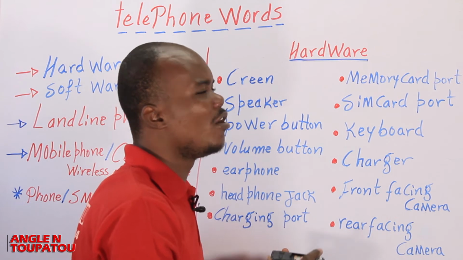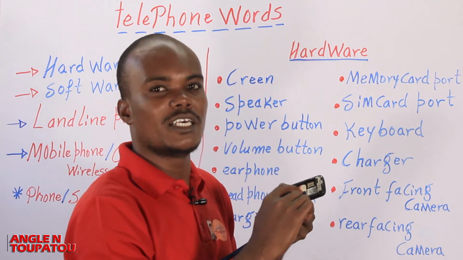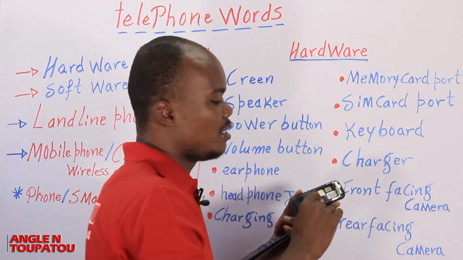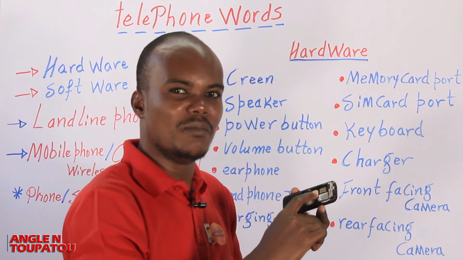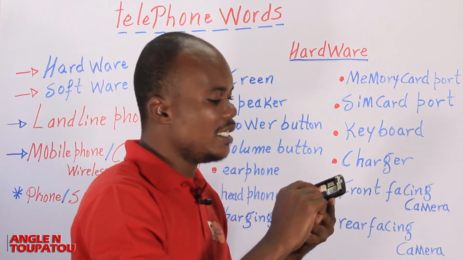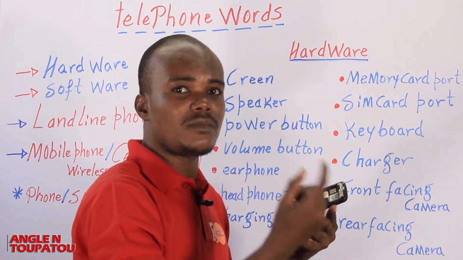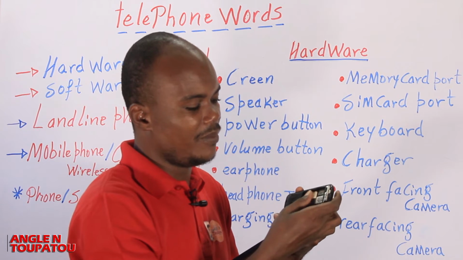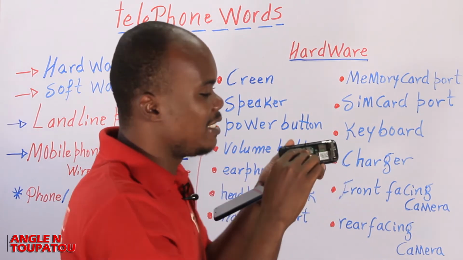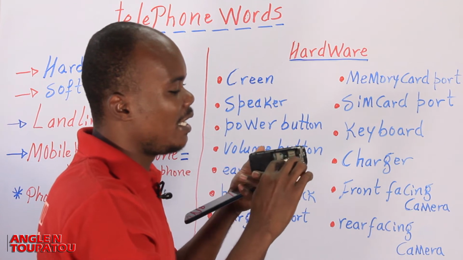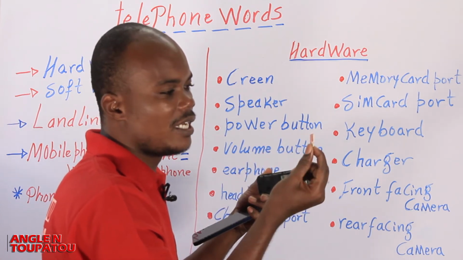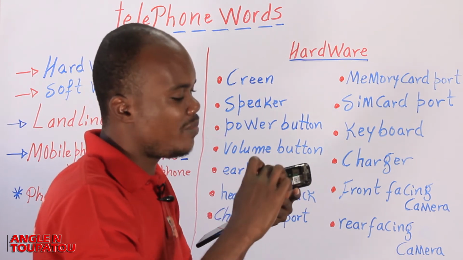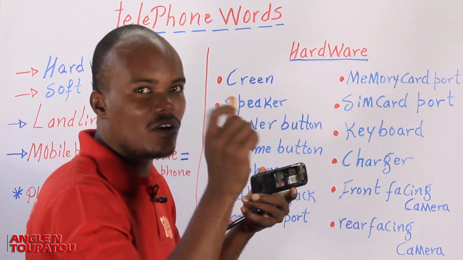What about a SIM card part? The SIM card part is where you can put the SIM. This is a SIM card. Your little SIM card port. For example, I take off this. You can see this is a SIM card port. This is a SIM card, and this space is a SIM card port. This is the place to put the SIM card.